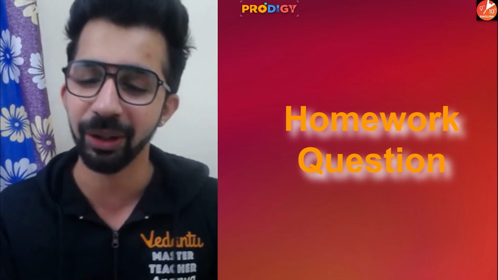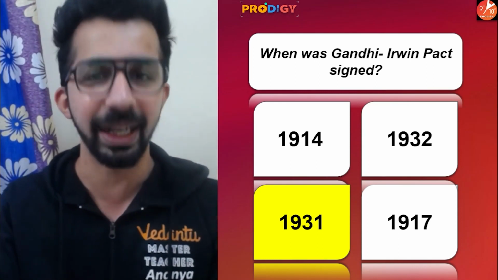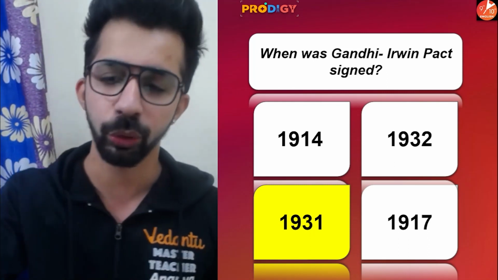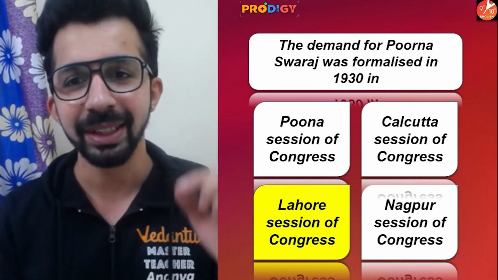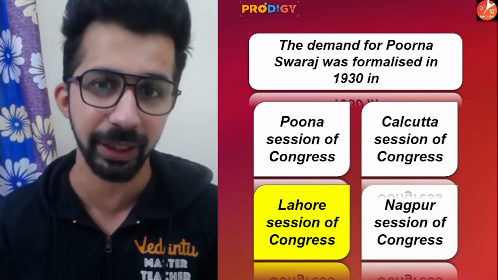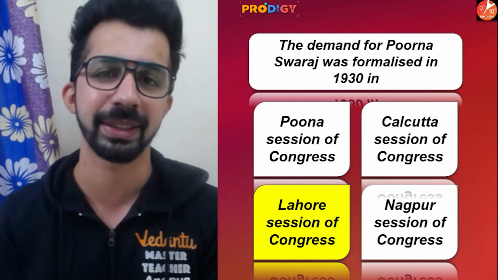All right? Okay. So the question was, when was the Gandhi-Irwin Pact signed? The right answer was 1931. Cool. The next question was, the demand for Purna Swarajya was formalized in 1930 in which session? It was the Lahore session of Congress.